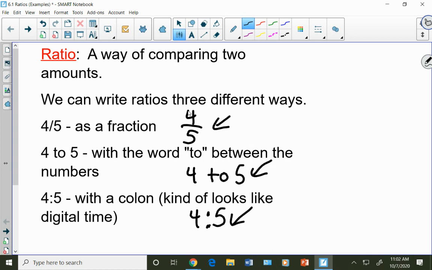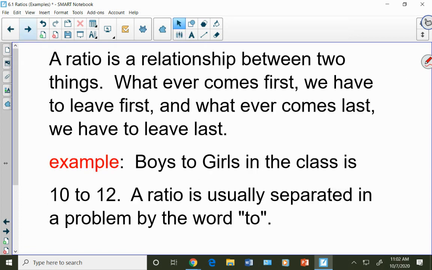Now, a ratio, like I said, is a way of comparing things. Okay, it's a way of comparing two things. The two things could be boys to girls. It could be something that simple. Okay? So, let's look at this. A ratio is a relationship between two things. Whatever comes first in the relationship comes first. We have to have it first. We leave it first. And whatever comes last in the relationship, we have to leave last.